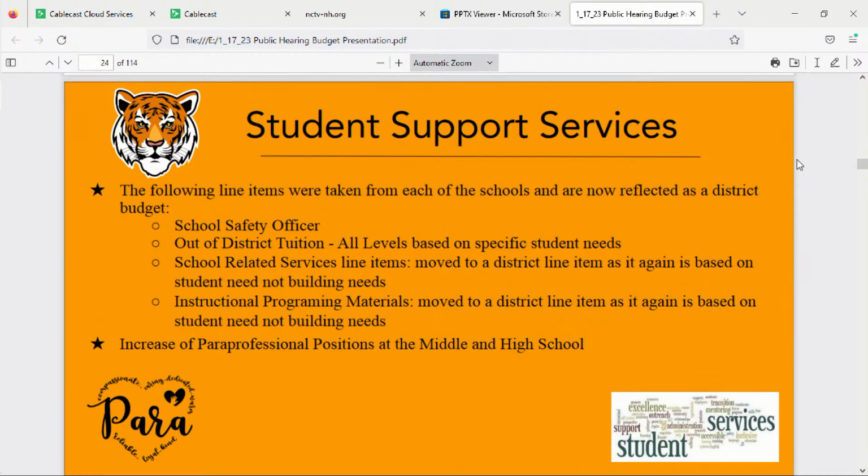And then the increase of paraprofessional positions, that was the one increase, is that the middle and high school paraprofessional positions. It's been level funded for some time now, so it really has not been based on student needs. So really taking a look at our students' needs and making sure that we have available staff to support them.